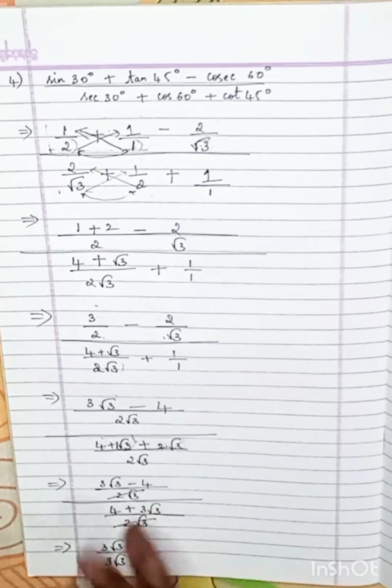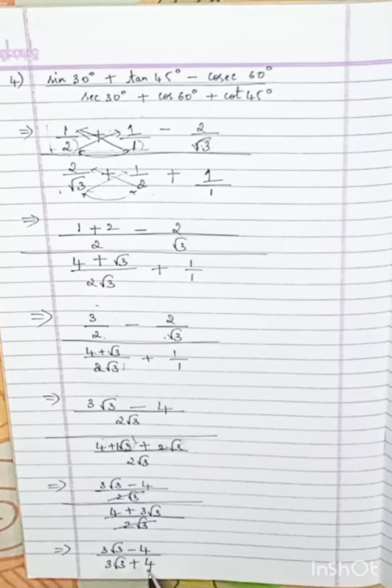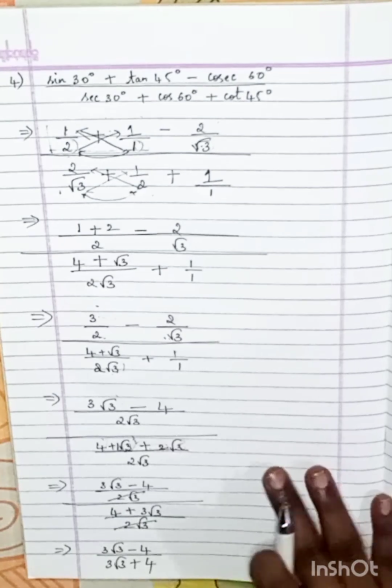You can either change it. 4 plus 3 root 3 or 3 root 3 plus 4, both mean the same. So this is not our final answer. No, we have got 3 root 3 minus 4 divided by 3 root 3 plus 4. So this is our equation whatever we have got. So now we are supposed to rationalize it.